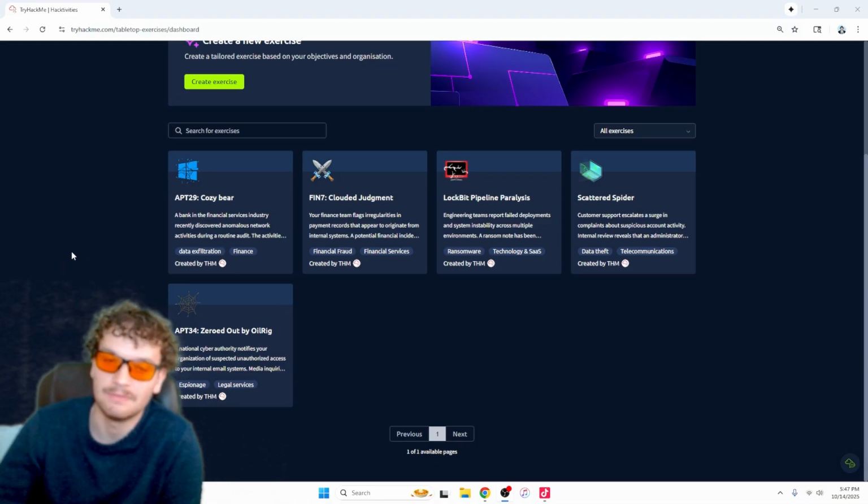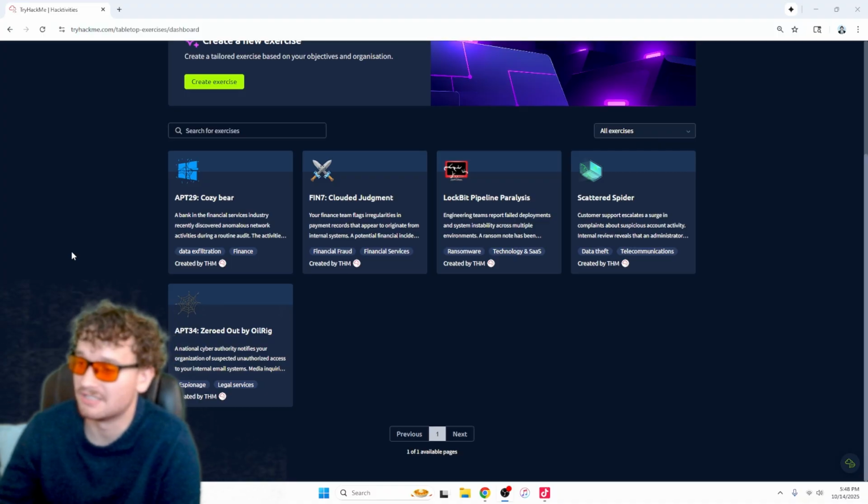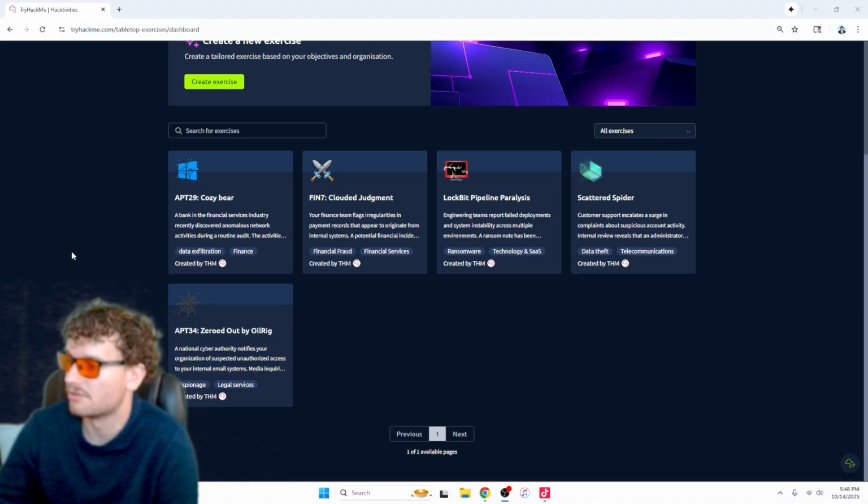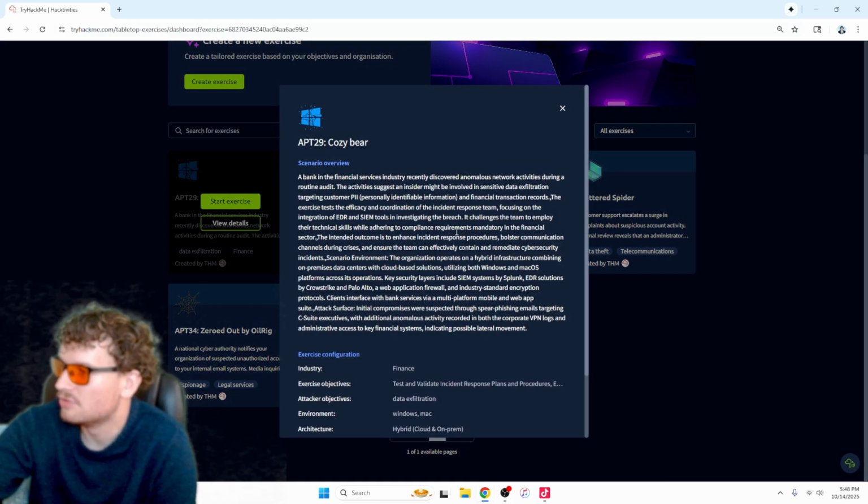Usually if it's an APT, it's backed by a nation-state government, backed by financial means and resources, and they do some pretty crazy attacks such as espionage, financial gain, and tons of other attacks. So Cozy Bear, let's just click view details here.